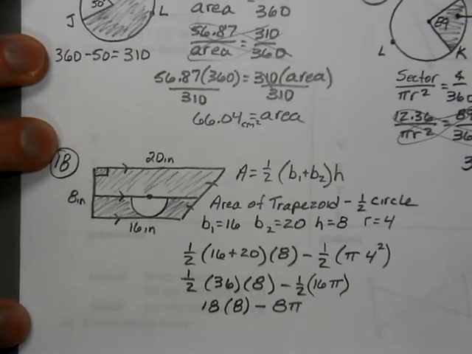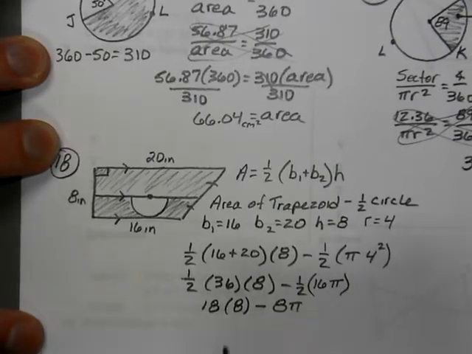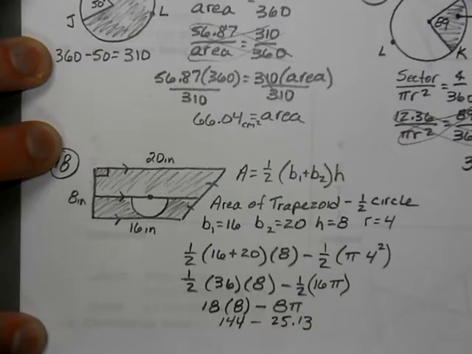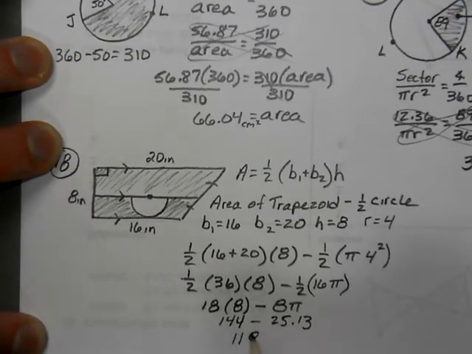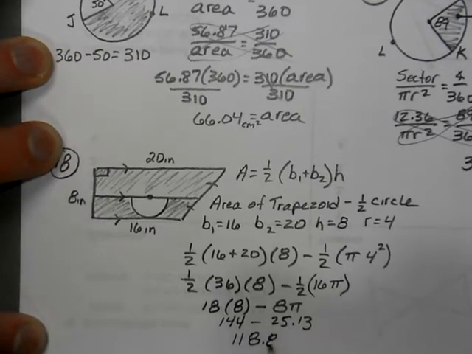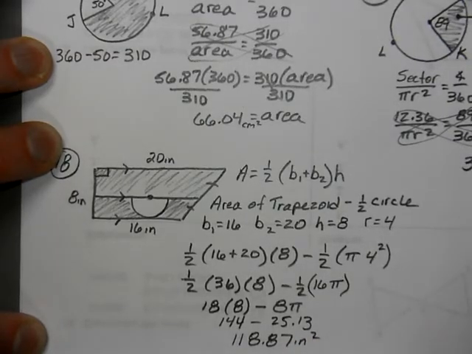So 8 times 18 is 144. 8 times pi is 25.31. So 144 minus that answer gives us 118.87. Those would be inches squared.